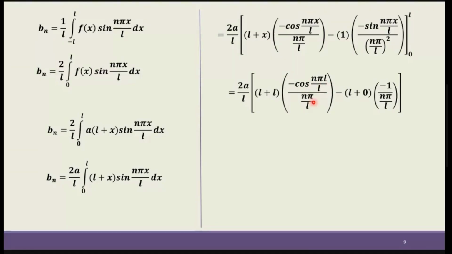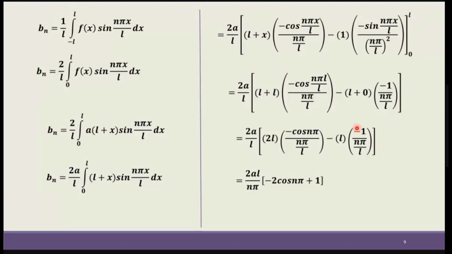cos n pi is minus 1 raised to n. यहाँ पे 2L है, यहाँ पे भी L और L है, तो what will remain? 2AL upon n pi into 1 minus cos n pi. 1 minus 2 cos n pi. करेक्ट. ठीक है, तो यहाँ पे एक L कैंसिल हो जाएगा और ये वाला L जो है ऊपर चला जाएगा.